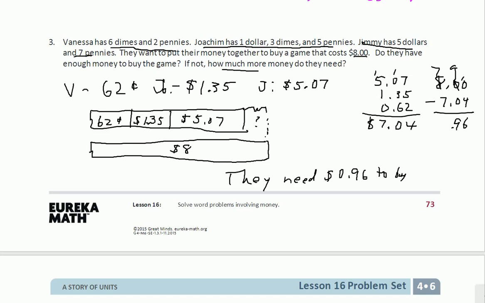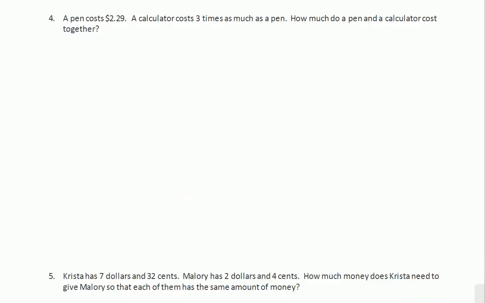Oops, buy the game. All right, and we could have written this also as 96 cents that way. All right, so let's continue along. And again, after each review, when you review your answer and see what you did, go ahead and pause the video and then restart. We're going to go to number 4.